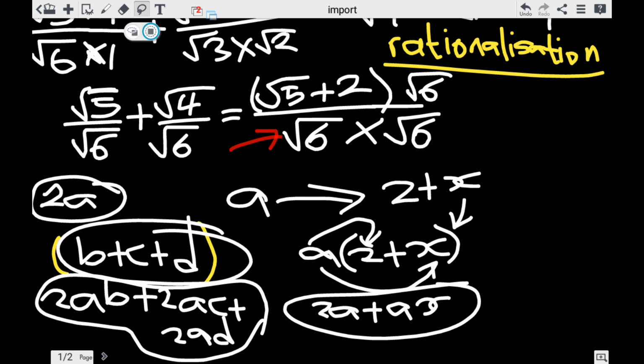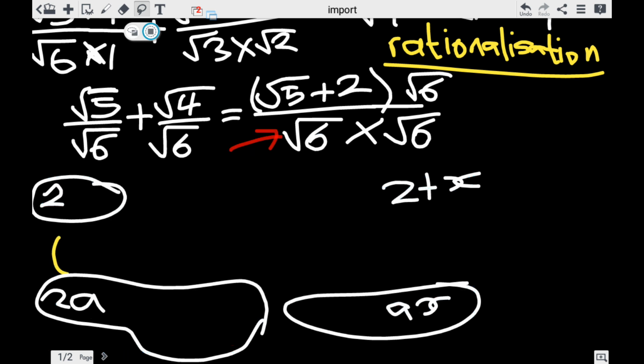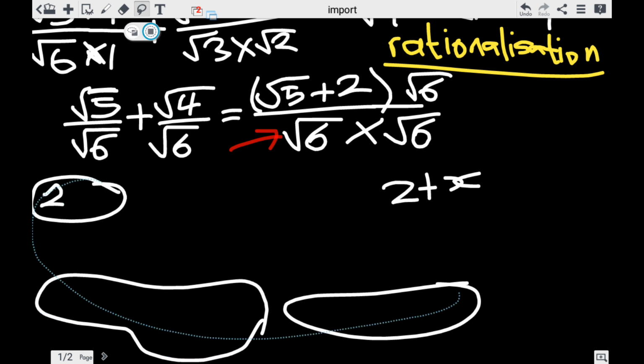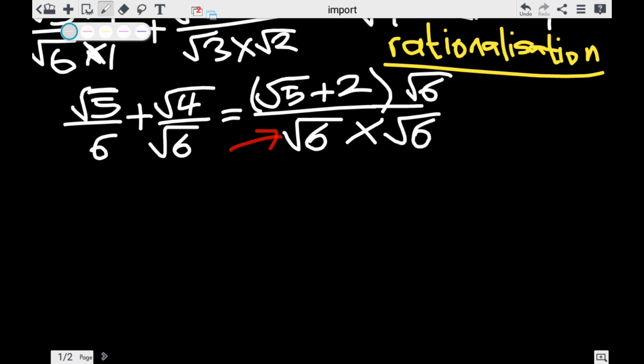So let me clear off whatever is here. The same is true with this root 6 that we're going to multiply by root 5 plus 2, because there are two terms here, root 5 and 2. So you want to put it inside a bracket. You should know where to use a bracket and where not to use it. So in this situation, we need to use the bracket.